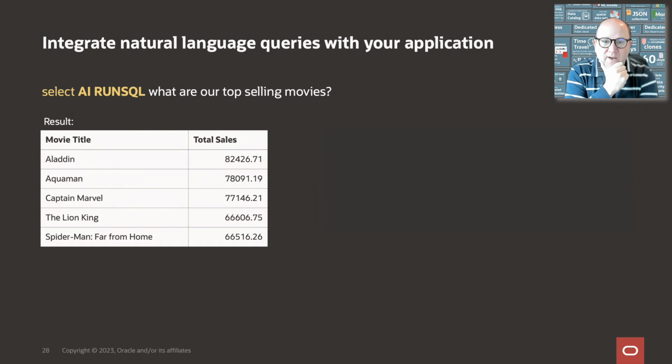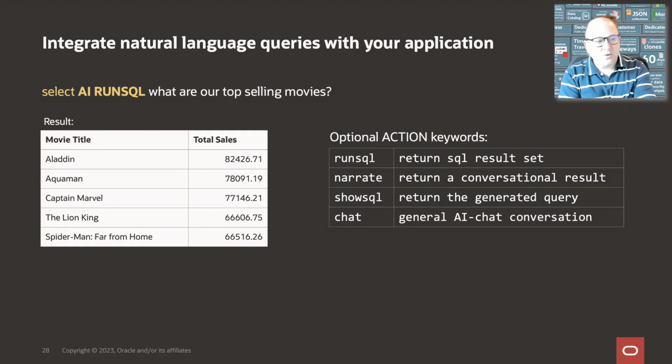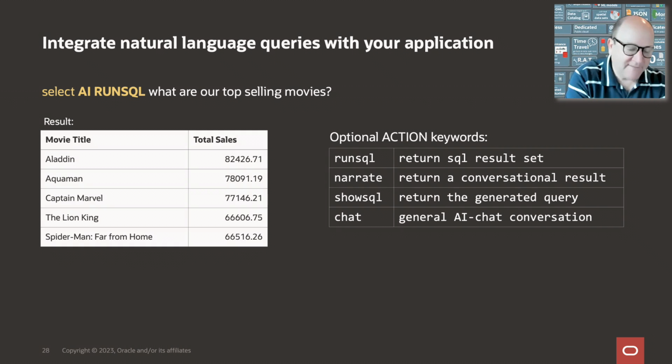Now, we have that new AI keyword, and there are different action keywords associated with it. So we have run SQL. Run SQL is the default. What run SQL is going to do is return a structured result set like we saw. That's the SQL result set. Narrate returns more of a conversational result. So it's going to say, hey, Tom Hanks is an actor who has starred in the following movies. It'll give you a conversation like that back, as opposed to the structured result.